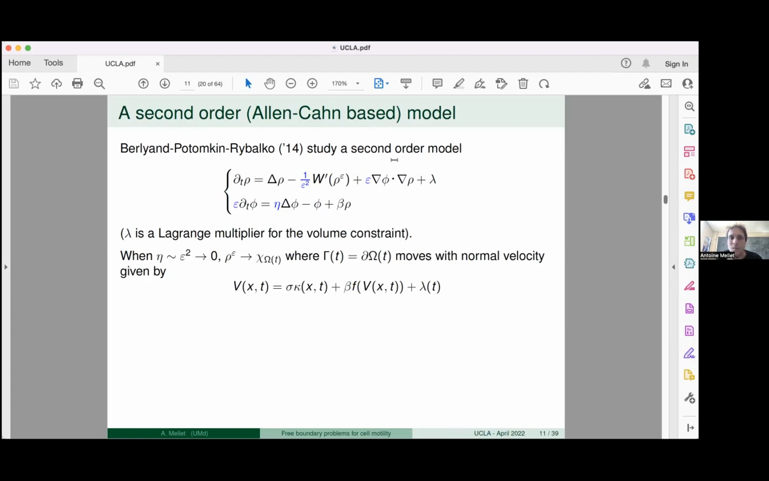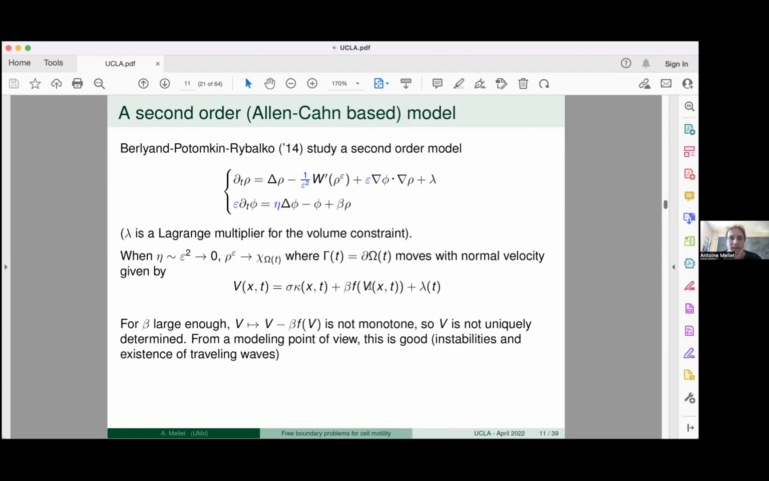But the effect of the potential, what they show, is that it changes a bit the usual equation for mean curvature flow, which would be V equals sigma kappa, and adds this term, beta times f of V. And when beta is large enough, they can prove that V minus beta f of V is not monotone. And so that means that in this problem, V is not uniquely determined, right?